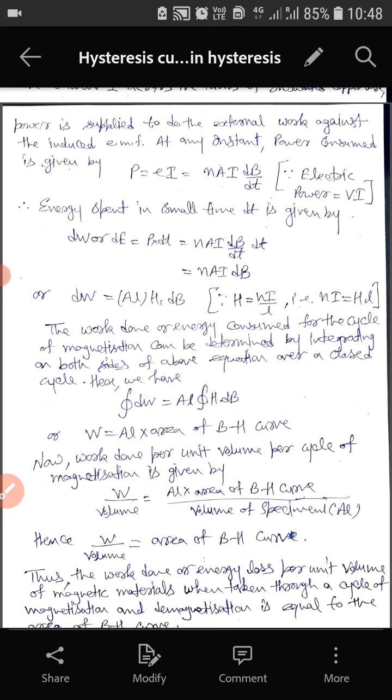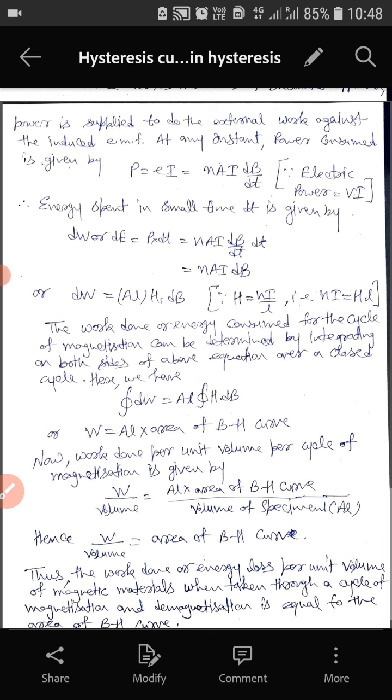This is equivalent to a solenoid, and for a solenoid the relation between H and I is H equal to NI by L. So from this, NI will be HL. Substituting this NI by HL, the result changes to dW equal to ALH dB. A is the area of cross section and L is the length of that iron bar, so AL will be the volume.